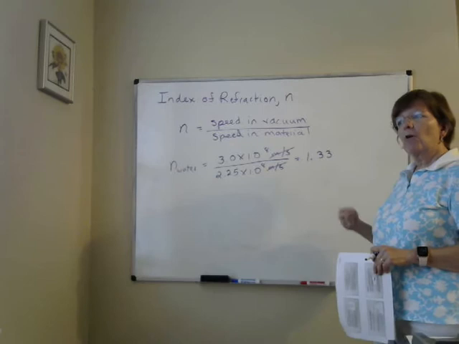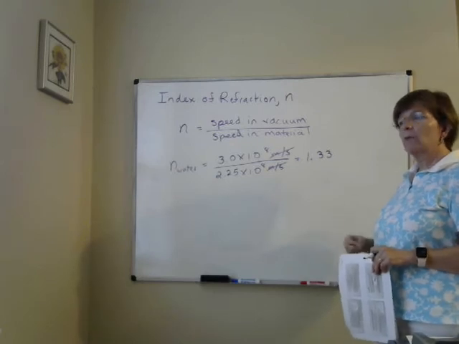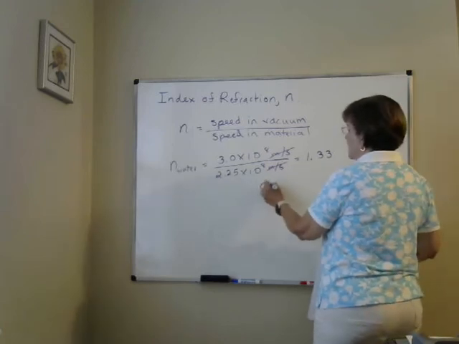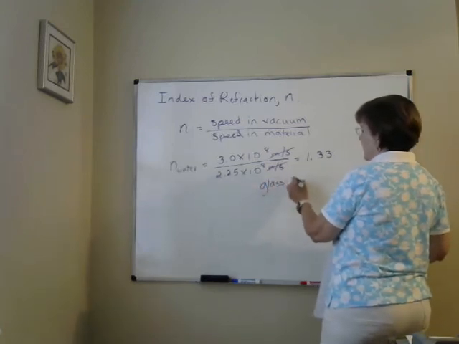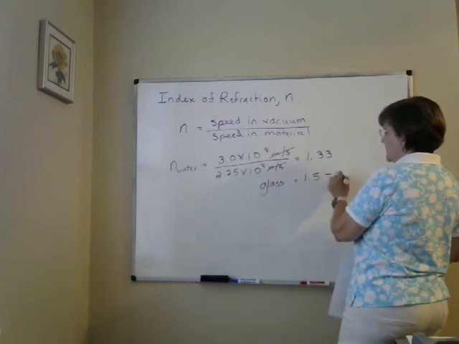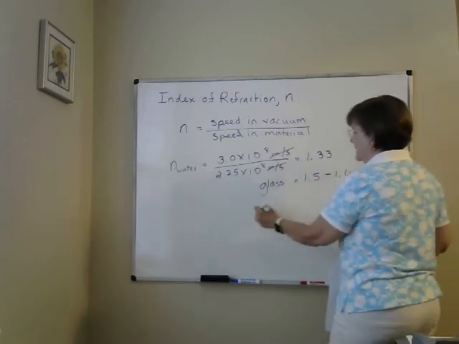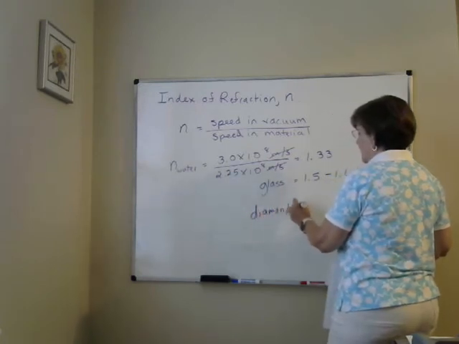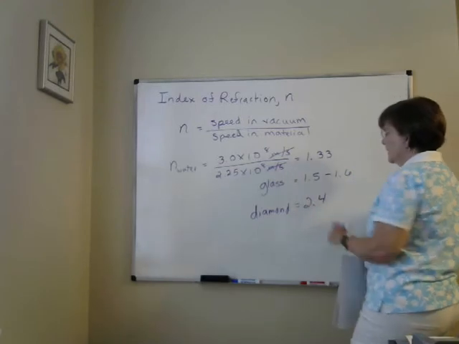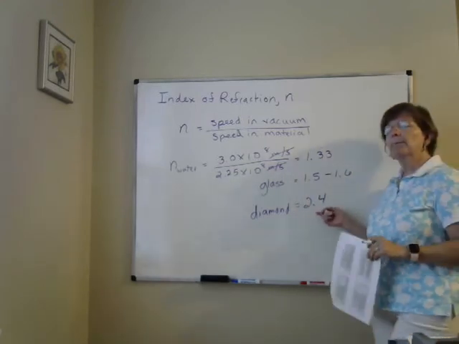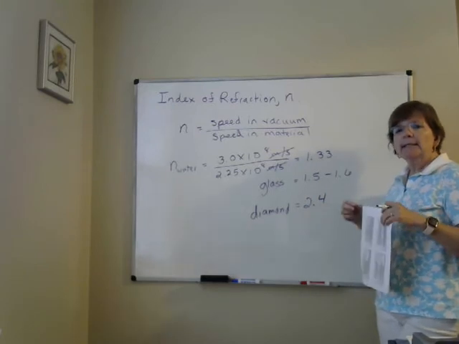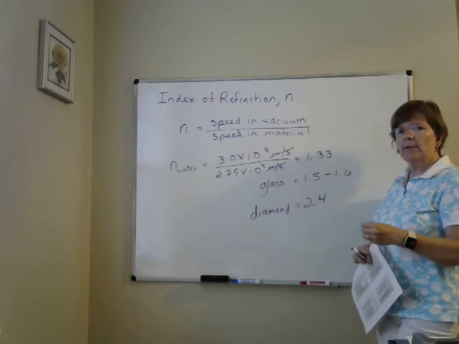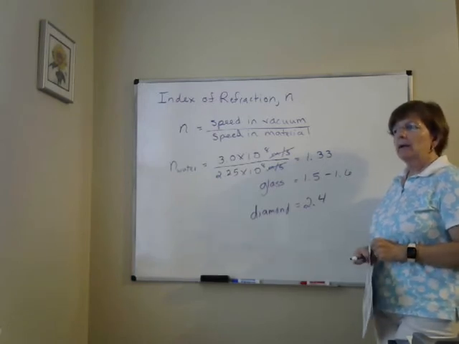Generally speaking, the larger the index, the slower the material. So water is 1.33. Glass varies, but it might be 1.5 to 1.6. It just depends. A diamond is about 2.4. A diamond is probably the most optically dense material that you guys are familiar with. It slows light down the most. Right?